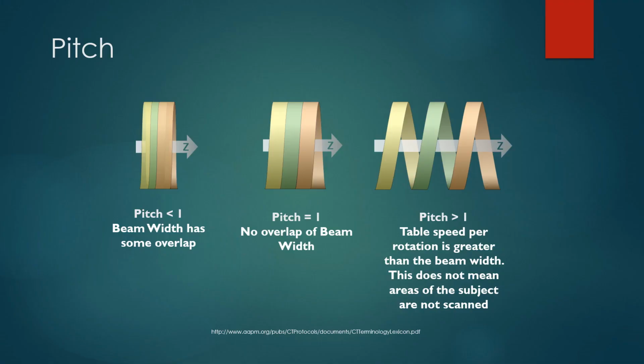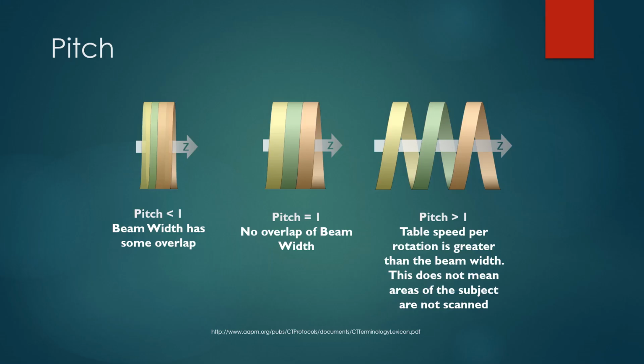This slide shows some examples of pitch, from left to right. On the left is a pitch of less than 1. Beam width has some overlap from rotation to rotation. Assuming all other parameters are the same, the smaller pitch will equal the highest dose to the patient.